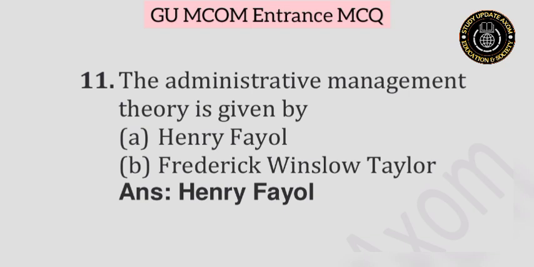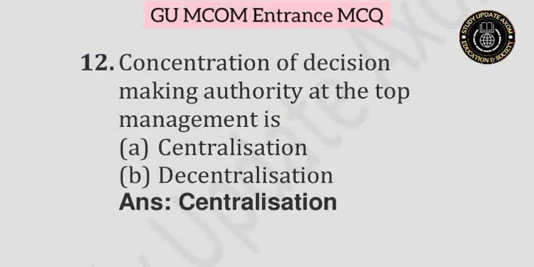Question number 11. The administrative management theory is given by option A. Henry Fayol. Option B. Frederick Winslow Taylor. Answer is Henry Fayol. Question number 12. Concentration of decision-making authority at the top management is option A. Centralization. Option B. Decentralization. Answer is centralization.